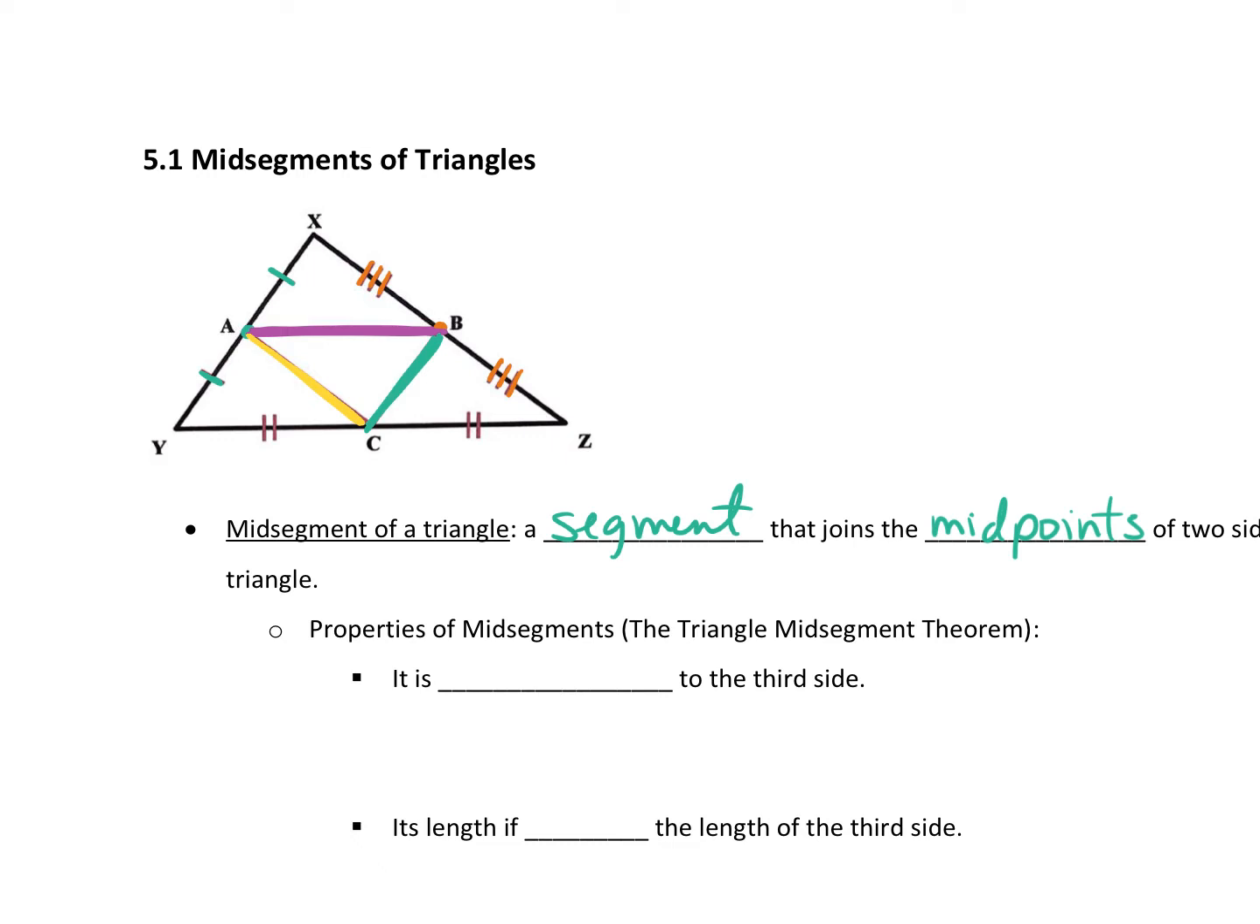The first one is, it is going to be parallel to the third side. Okay, so what we have here is AB is going to be parallel to YZ. Okay, a mid-segment is always parallel to the side kind of across from it. Okay, that means XZ is going to be parallel to AC. So AC is parallel to XZ. And BC would be parallel to XY. Exactly. AB is parallel to YZ, right?